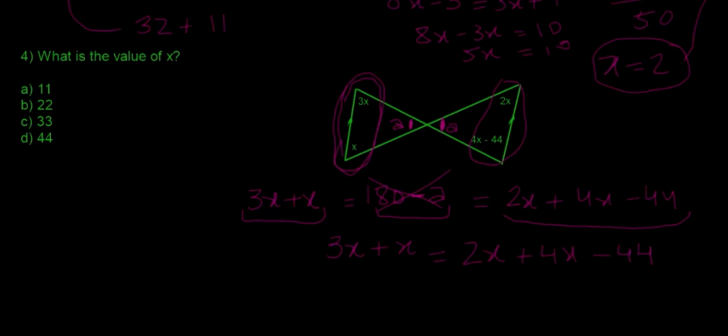It's very easy for me to get all the x's onto the same side. 3x plus x, that's a 4x. Minus, get the 2x from the other side. Actually, there is no. I will take things to the other side, actually. I will take the negative 44 to the other side, make it positive. And 2x plus 4x is a 6x. And I've got a 4x over here that I plan to take onto the other side.